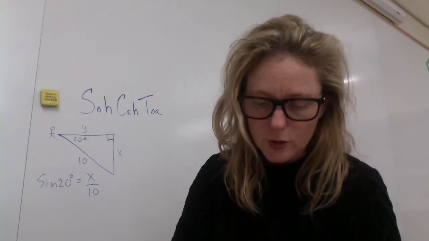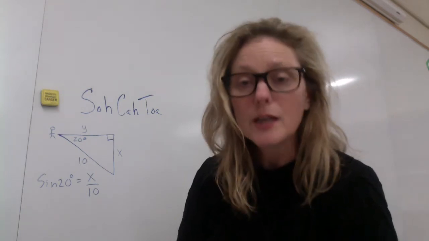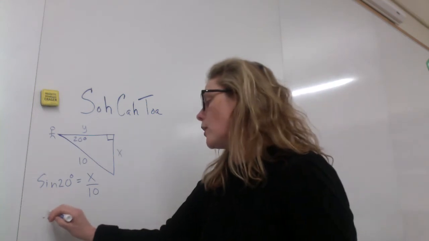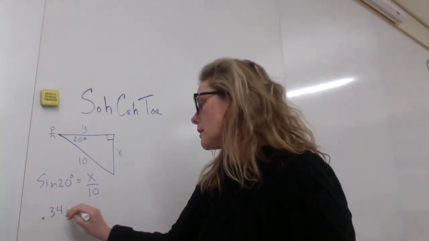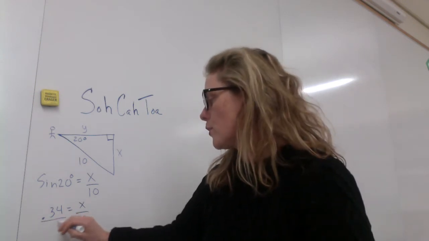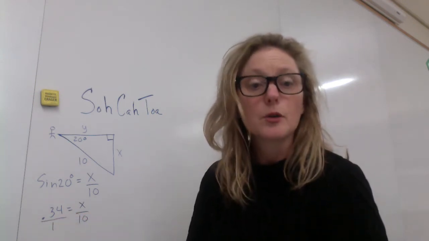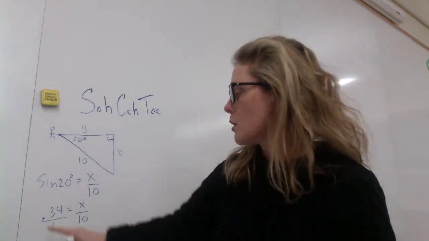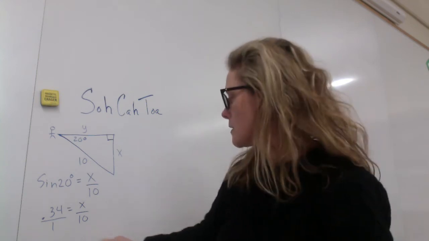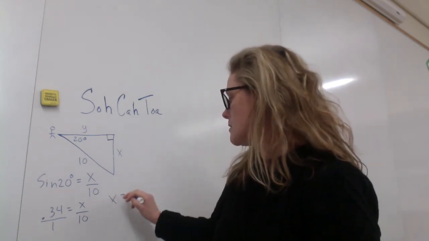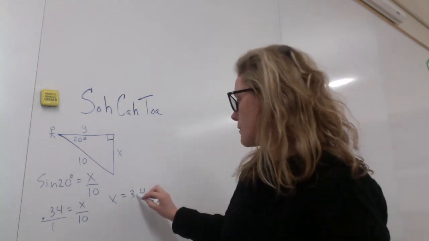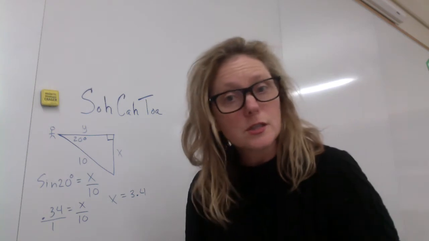So I'm going to do sine 20 degrees, and I'm getting 0.34. So I'm going to rewrite that. This is going to be 0.34 equals x over 10. I'm going to put that 0.34 over a 1, and I'm going to write the cross product. So 0.34 times 10, when I multiply by 10, I just move my decimal once to the right. It looks like x is 3.4. All right, so that was using sine.